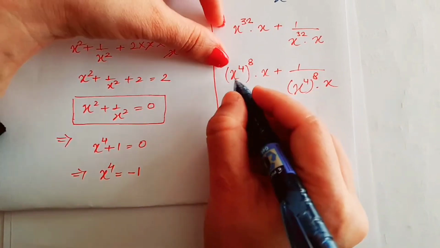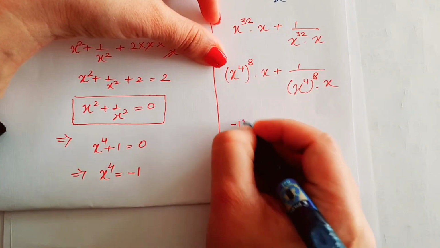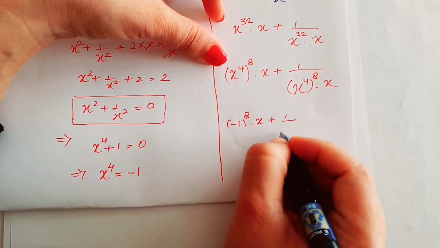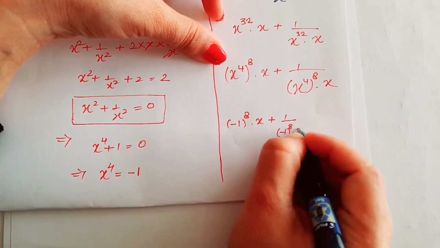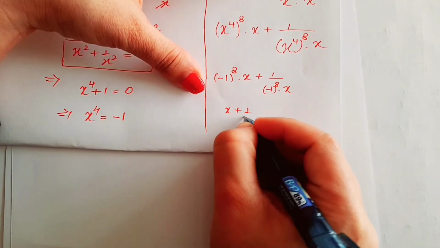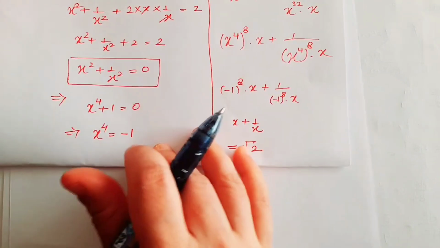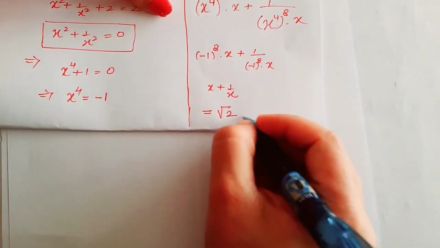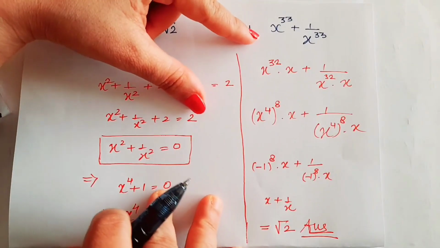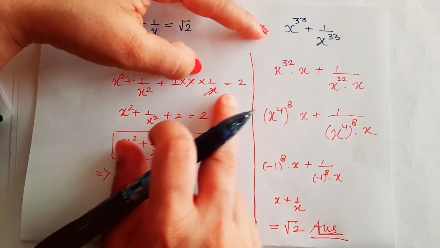Okay. So x raised to power 4 is minus 1. So minus 1 raised to power 8 into x plus minus 1 raised to power 8 into x. Minus 1 raised to power 8 is 1 only. We got x plus 1 by x, and x plus 1 by x is root 2. So this is the answer for x raised to power 33 plus 1 upon x raised to power 33. So whatever power we will get, we will just express this term in those multiples.